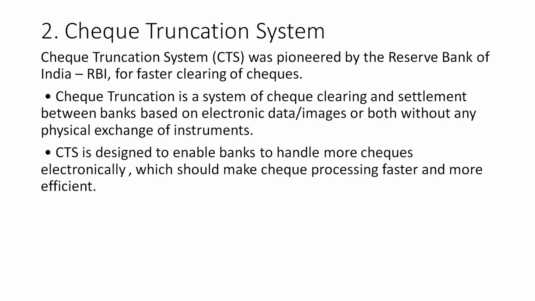Now the scanning machine will electronically transfer the data or the image. Image means the physical picture of that particular check. Data means the information fed by that particular bank. They are both transferred, and settlement is done very fast. CTS is designed to enable the banks to handle more checks electronically, which should make check processing faster and more efficient. This is what we call the CTS method.